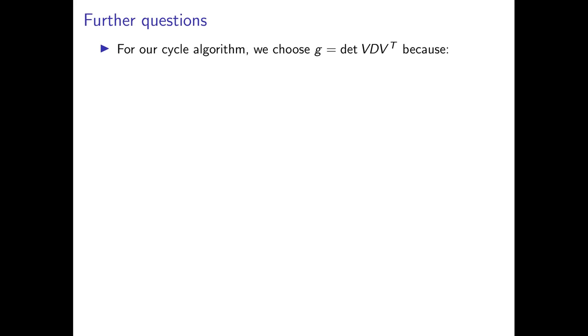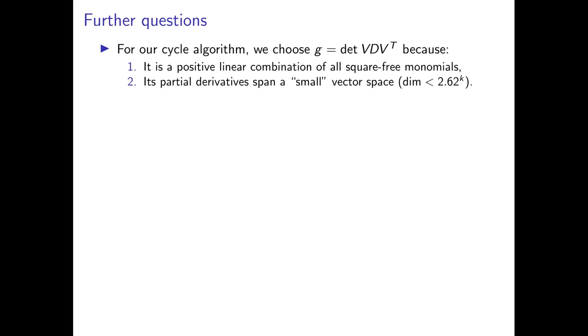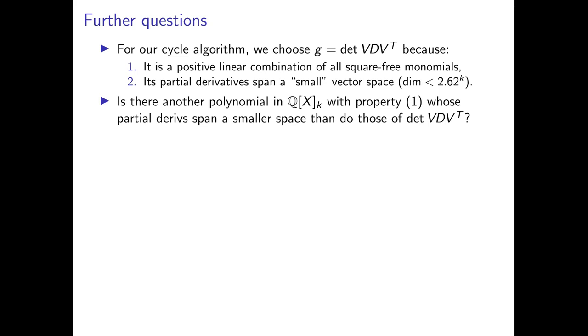Now I'm going to conclude with two questions. So first, recall that for the correctness of the cycle detection algorithm, it was important that this polynomial, the determinant of x, was a positive linear combination of all square-free monomials. Okay, this was the first important property that this polynomial had. And then, for efficiency purposes, it was important that the space of partial derivatives of this polynomial was small. So one very natural and very interesting question is whether there's a choice of G that has this first property, but whose space of partial derivatives spans an even smaller space. So finding such a polynomial could give insight into designing faster deterministic algorithms.